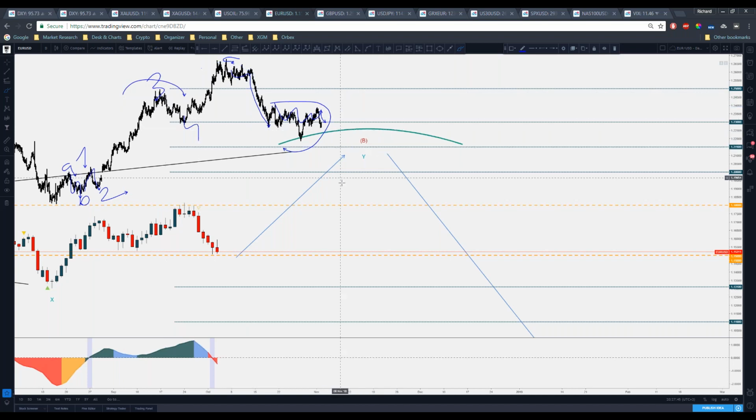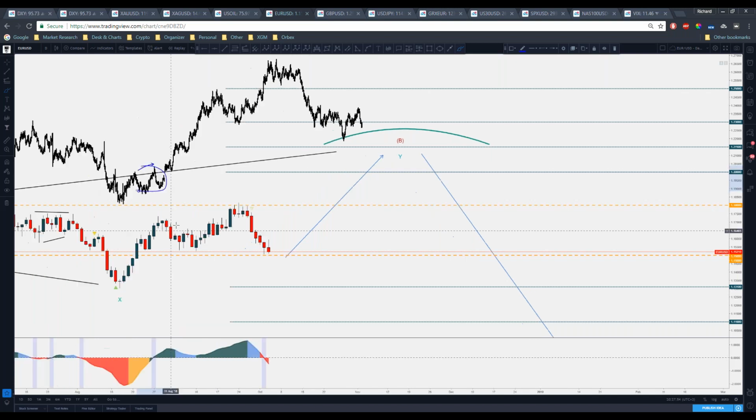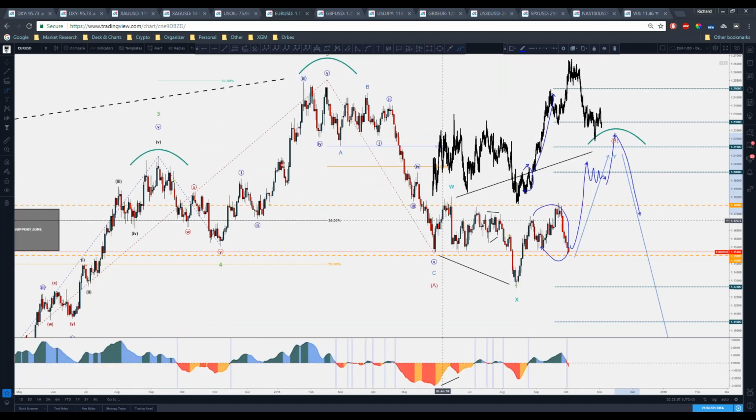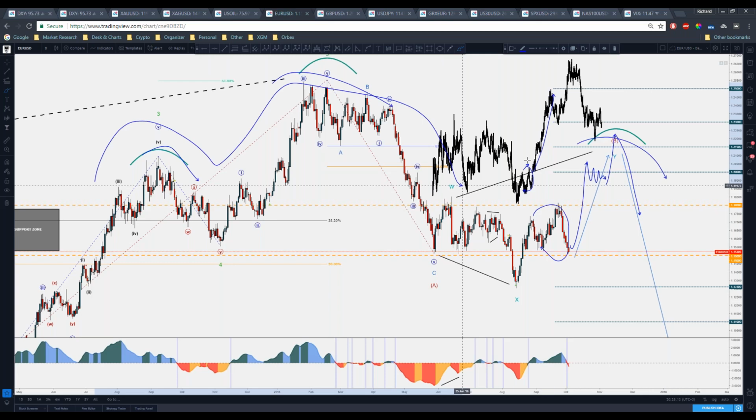So if we were to use this as a possible scenario, we have a complex structure here, and this makes us think that this could be a complex structure right here, but that will leave us with a rally, and then some correction, and then the upside. Let's see how that would actually occur. Actually look, shoulder, head, shoulder. Who knows, anything can happen.